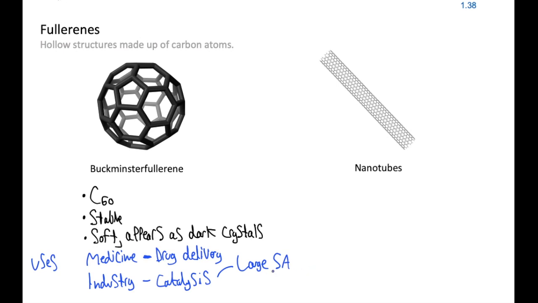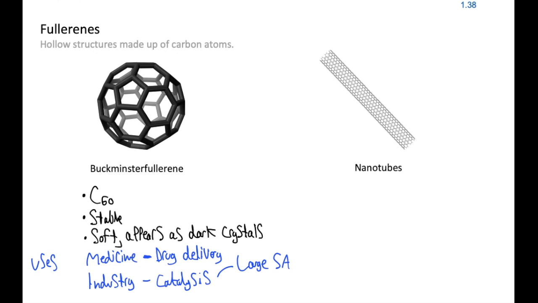Right, surface area, SA for short. On that note, there are even larger fullerenes that have been manufactured since, such as ones with the formula C70, so made up of 70 carbon atoms, and have even larger surface areas.